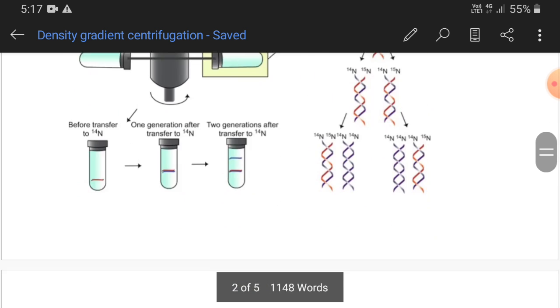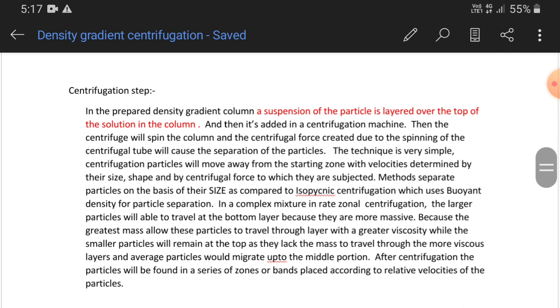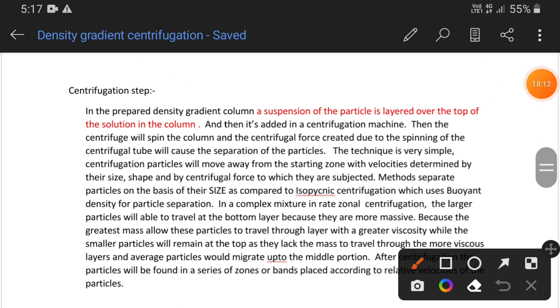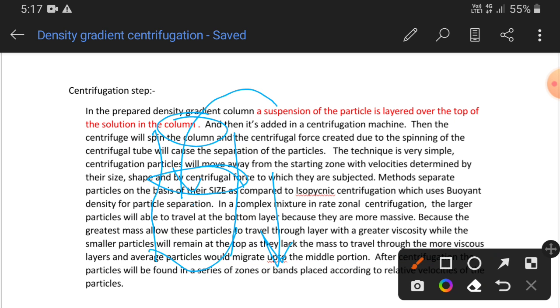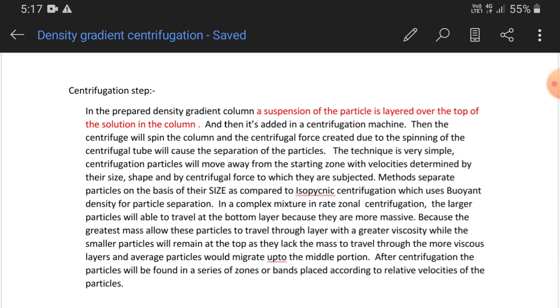Now let's move to the next part, the centrifugation step. It is quite easy, exactly what we discussed in case of isopycnic. After creating the column that has a density gradient from top to bottom, we will put a suspension of particles at the top of the solution in the column, then we will run the centrifuge, and now let's discuss what will happen.